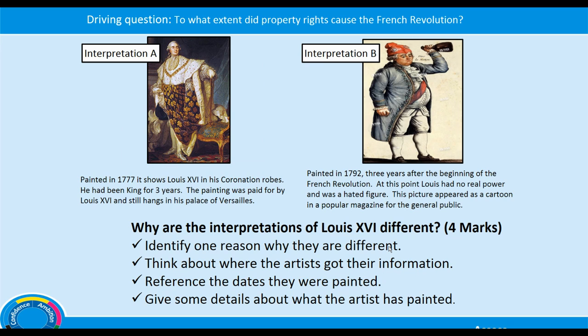This is your final exam style question. Look closely at the sources and read the caption thoroughly. Why are the interpretations of Louis XVI different? 4 marks. Identify one reason why they are different. Think about where the artists got their information. Reference the dates they were painted. Give some details about what the artist has painted.